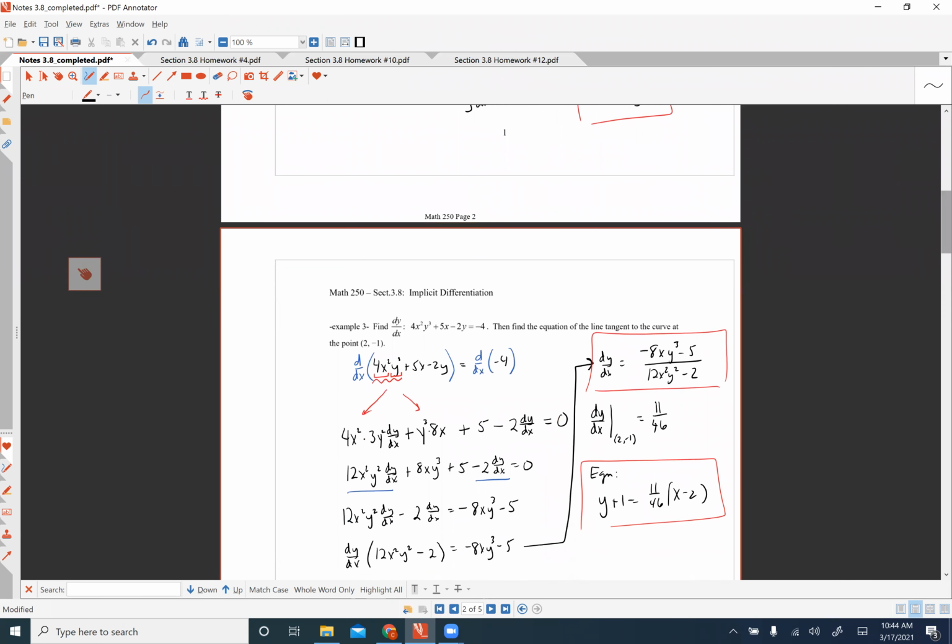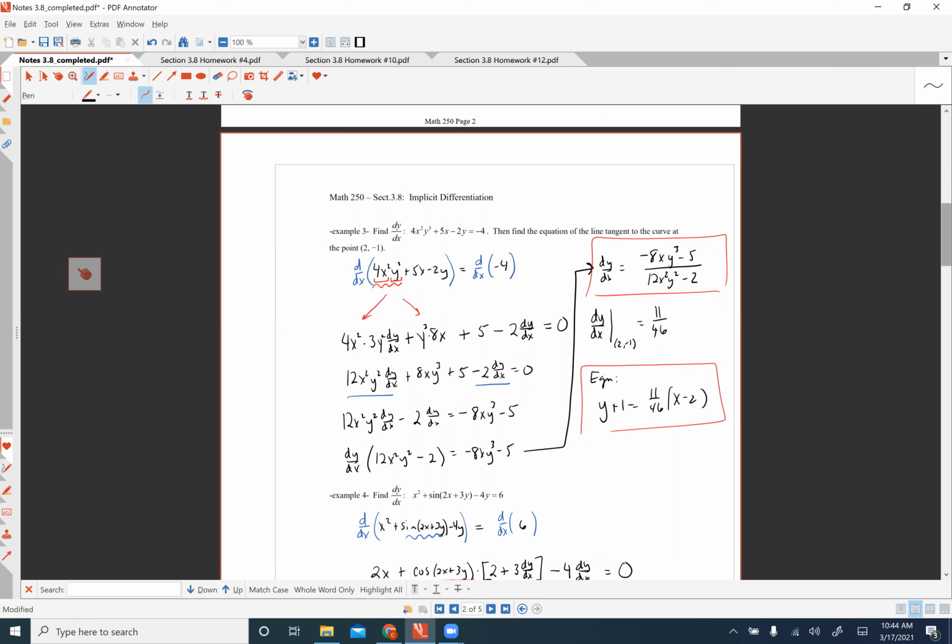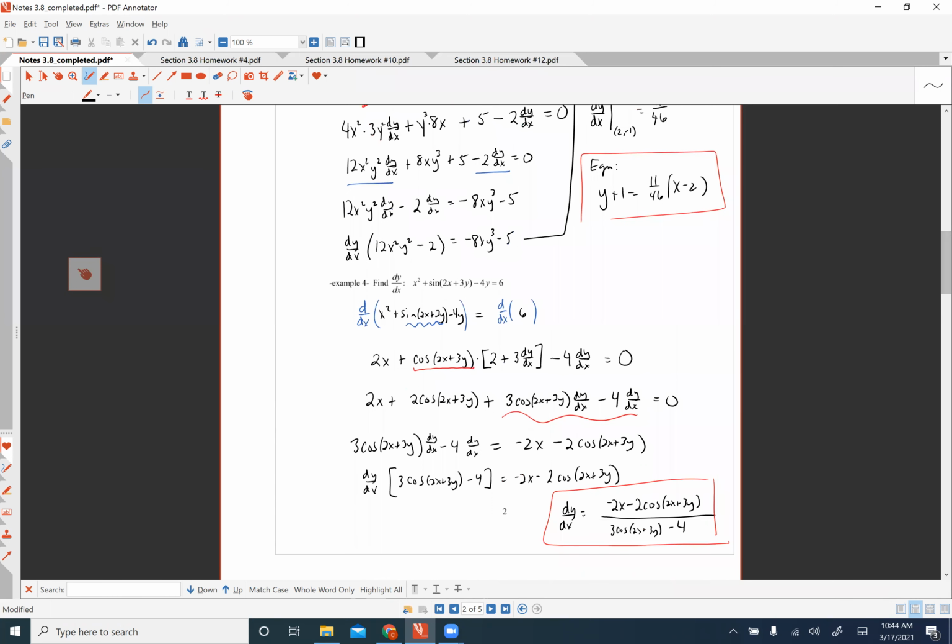Actually, let's look at example 4. That's the one I wanted to look at. I like it because it has a trig function in there, sine of 2x plus 3y. I actually have some problems from the homework that I'd like to look at. So y is defined implicitly. On the left we see x squared plus sine of 2x plus 3y, minus 4y equals 6.